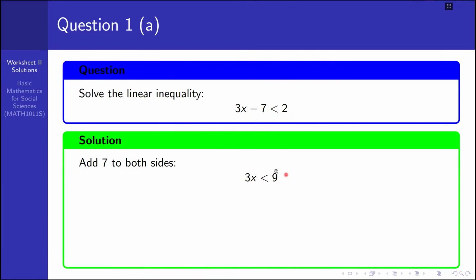And if we divide both sides of this inequality by 3, we have x less than 3, because dividing both sides of the given inequality by a positive real number will not affect the inequality, and the sign of inequality must be kept as it is. And therefore, the solution set will be x less than 3, or 3 to negative infinity.